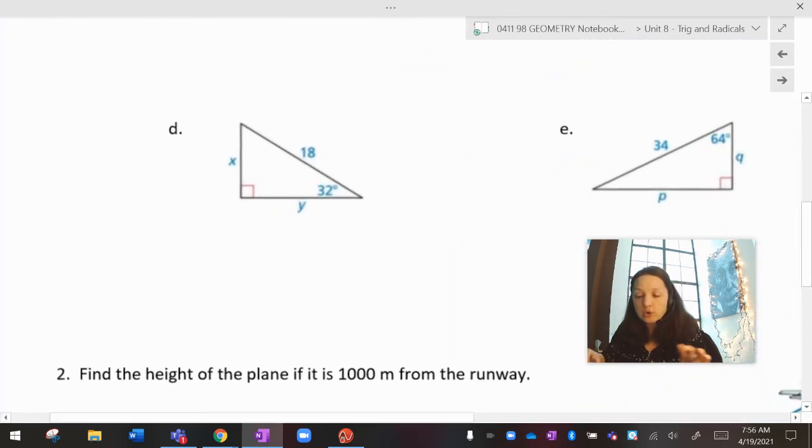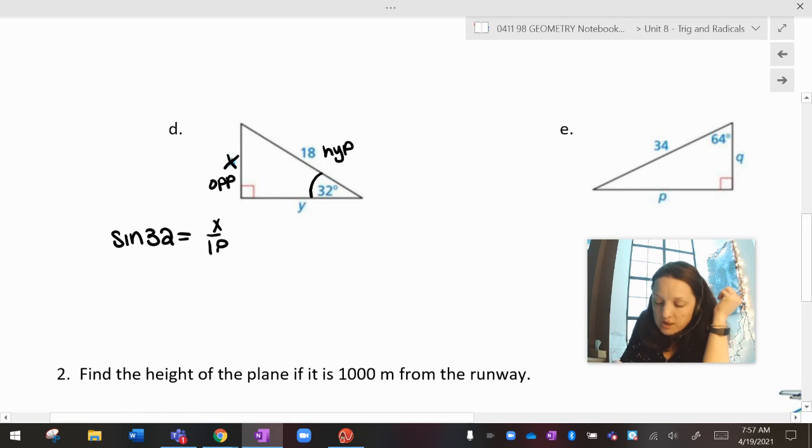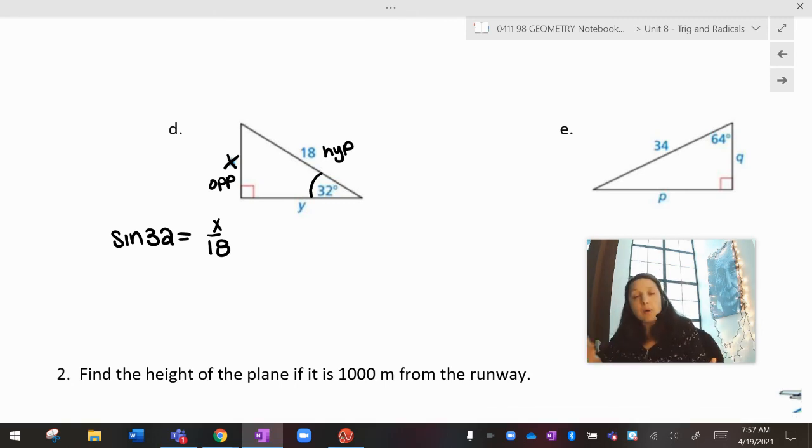It says you're going to look at these pictures and you're going to say, okay, if I want x from the perspective of 32, x is the opposite, 18 is the hypotenuse. So I know that the sine of 32 equals x over 18. And then you solve for x. So that is it. I want you now to practice this homework assignment.